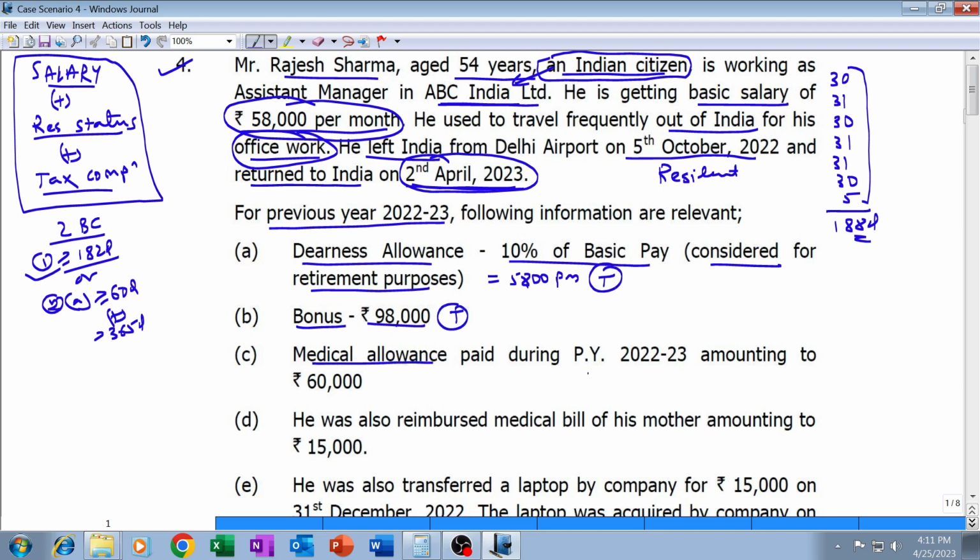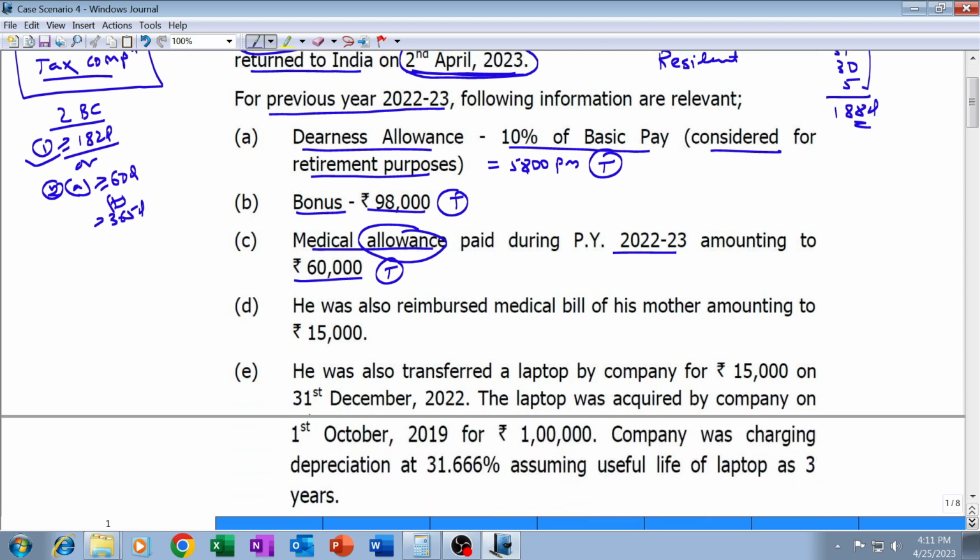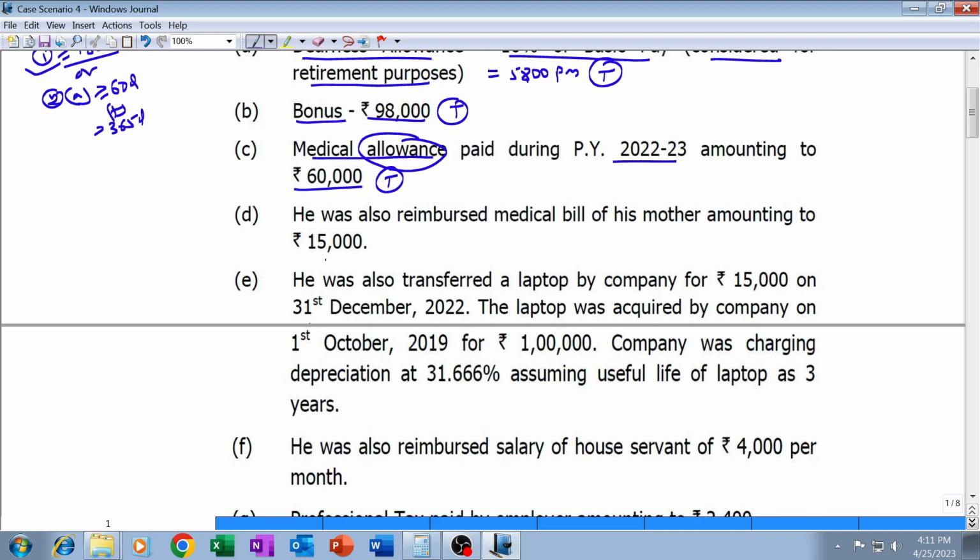Medical allowance paid during 22-23 amounting to 60,000. This is allowance and it is fully taxable. Had it been medical health insurance premium, then the story would have been different, but it is medical allowance, therefore fully taxable. He was also reimbursed medical bill of his mother amounting to 15,000.